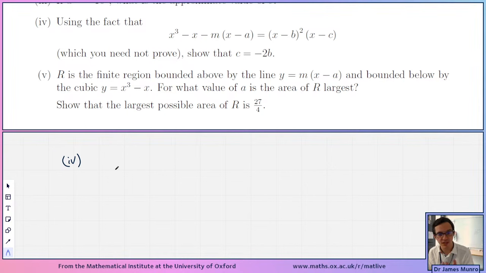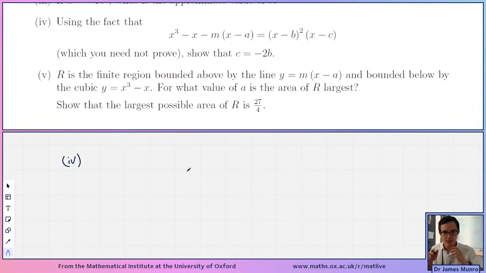You don't need to notice that. The difference between the cubic and the line on the left, and on the right, it's a cubic that has a repeated root at B and another root at C, which makes sense, I think. It's got to have roots at B and C because that's where the lines meet. It's a repeated root at B, and the curves touch there. Maybe that's not surprising. Okay, which you need not prove, show that C equals minus 2B.